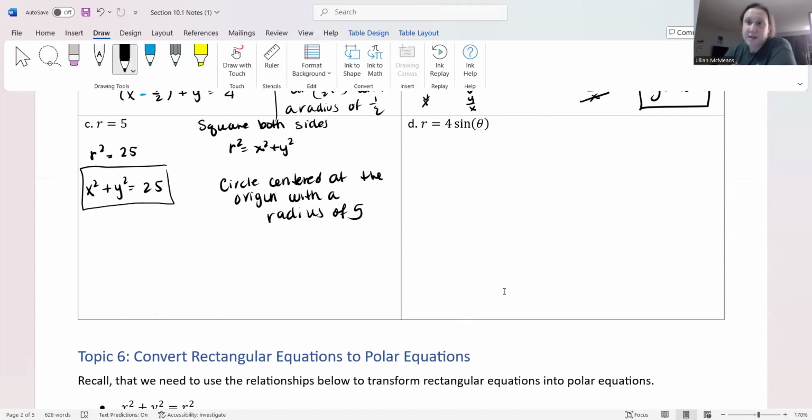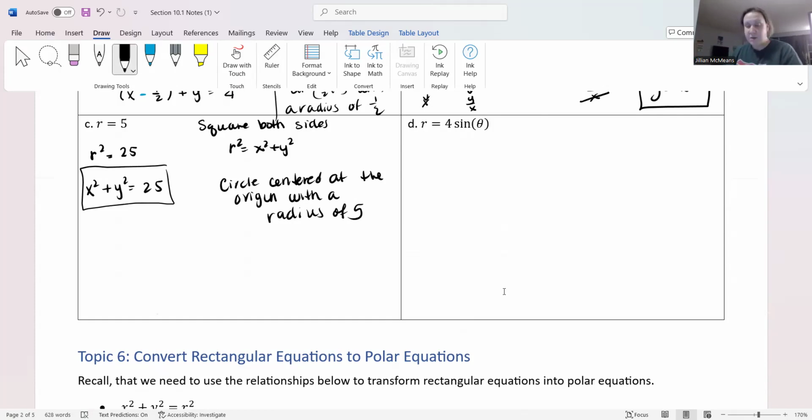It means we have some distance of 5 from the pole, but we don't have a specified angle. So we're basically saying for any angle, we're going to have some distance of R from the pole. So that creates a circle centered at the origin, or centered at the pole, that has a radius of 5.